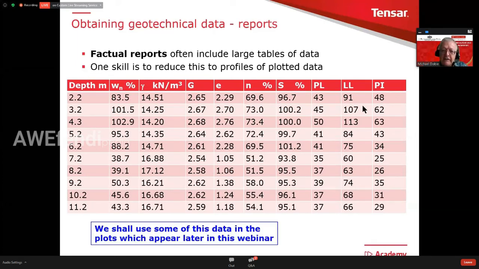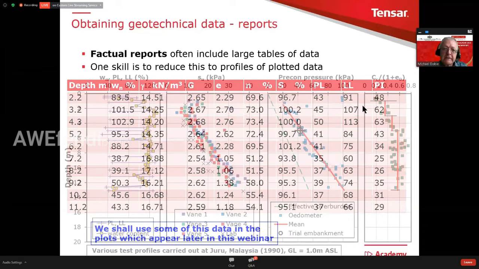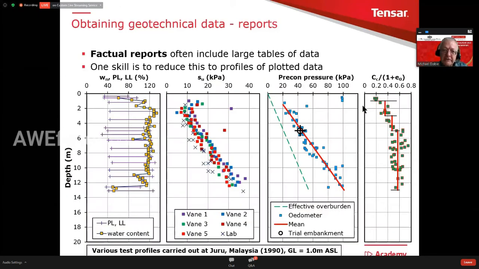So, to give you an idea, something like this. This is a very nice series of profiles of properties for a Holocene marine clay. There are four of them there: the Atterberg limits and water content, then undrained shear strength, pre-consolidation pressure, and compressibility. Now, this information could quite easily occupy 1,000 pages of a report, but in one slide you can very quickly see what this site looks like, what the properties look like, and if you're designing, say, an embankment over that clay, you have all of the information you need to go ahead and do that.